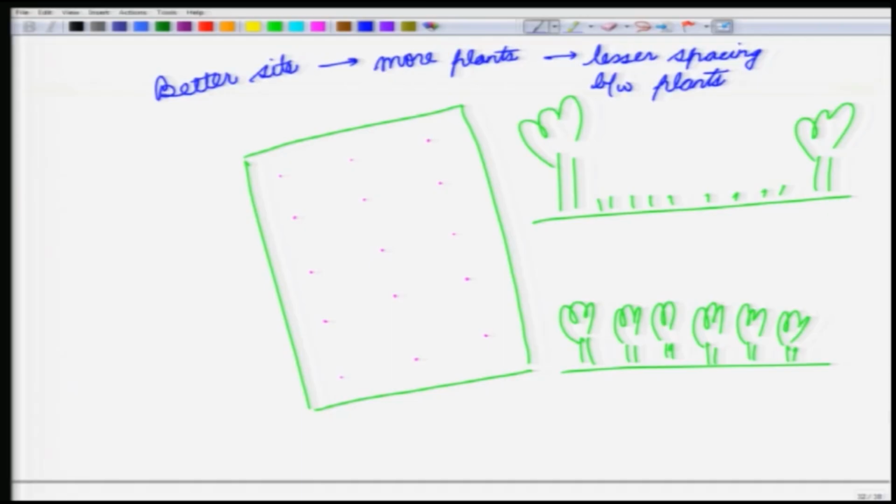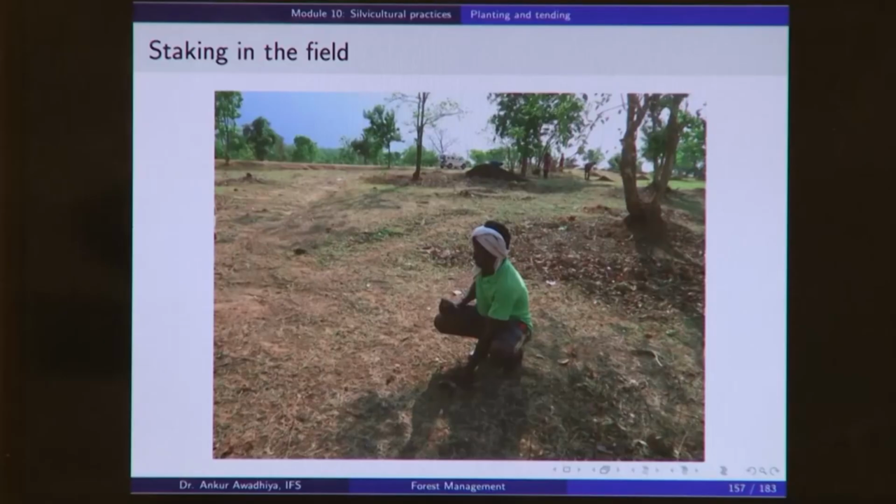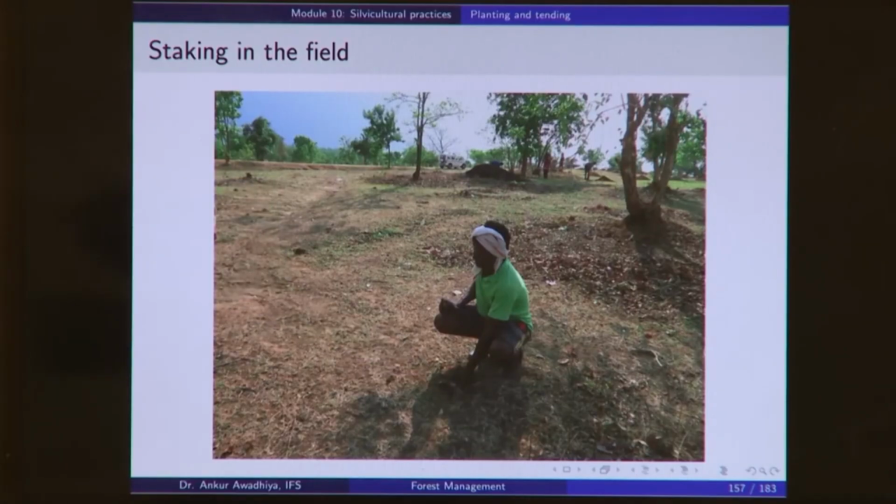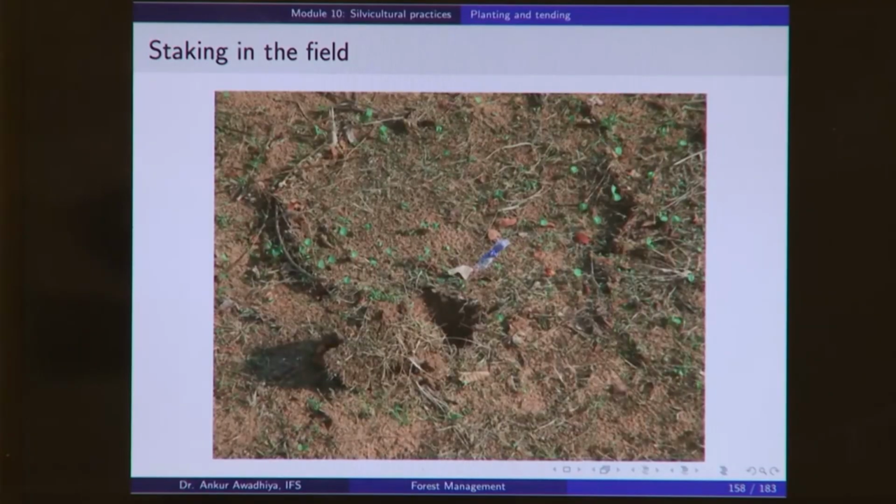So, how is it actually done in the field? Here we are seeing a person who is doing the staking operation. These are the locations where the holes will be dug, and this person is now digging a small mark on the ground, so as to tell the next person where to dig the hole. So, this is a stake. A stake could be in the form of a wood that is projecting outside, or in certain cases you can just make marks on the ground such as this, to let the next person know that this is the point where you need to dig a pit.